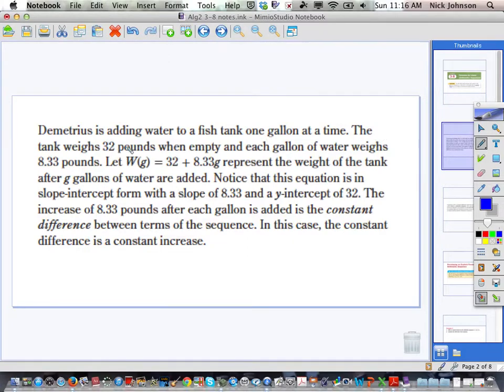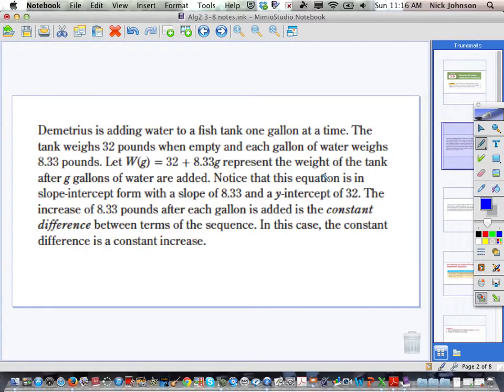It says Demetrius is adding water to a fish tank 1 gallon at a time. The tank weighs 32 pounds when empty, and each gallon of water weighs 8.33 pounds. So 32 pounds is what we started with, and 8.33 pounds is how much each gallon of water weighs as you pour it in. So they got an equation, weight in gallons, sorry, equals 32 plus 8.33 G. Represent the weight of the tank after G gallons of water are added.